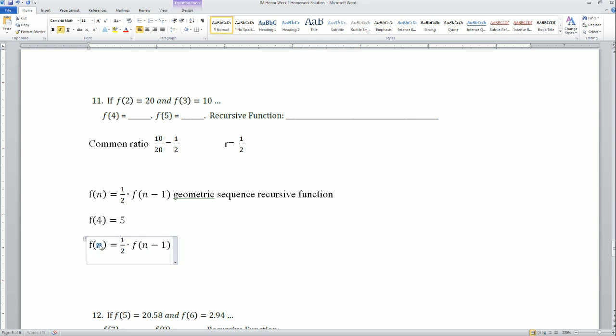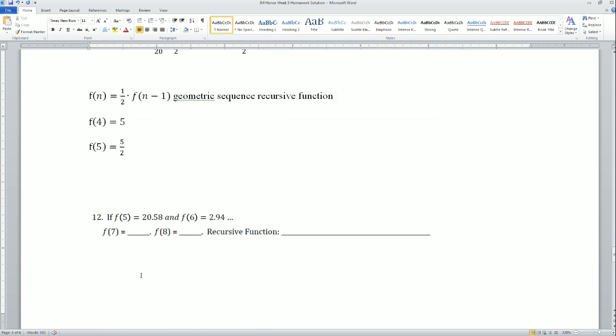Alright, we're trying to find f of 5 now. Plug in 5 for n, 5 minus 1, which is 4. What is f of 4? We know that that is 5. What is 1/2 times 5? That becomes 5 over 1/2. Okay? Pretty ugly, right? But the concept's not new. It's the same concept over and over, but it's just fractions, okay?